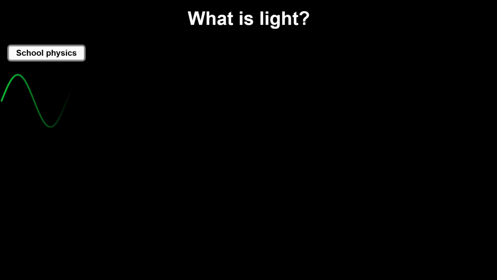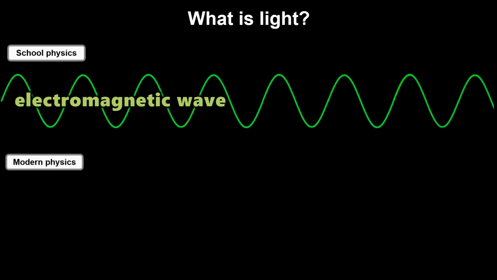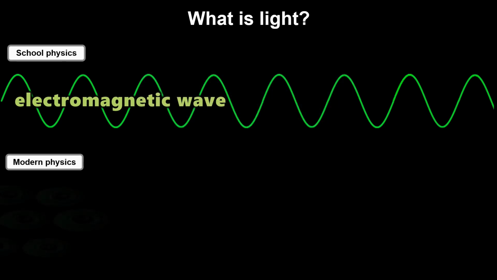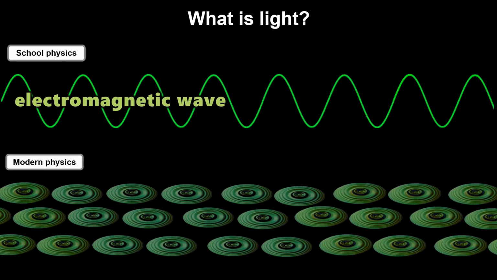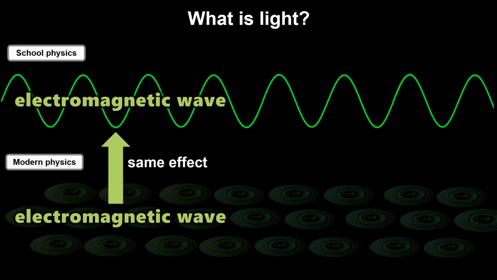Now let's move on to the question of light. According to school physics, light is an electromagnetic wave that travels along like this. According to modern physics, however, light consists of particles called photons. So a beam of light is actually a stream of photons, which when plotted on a graph have the same effect as the school physics wave.